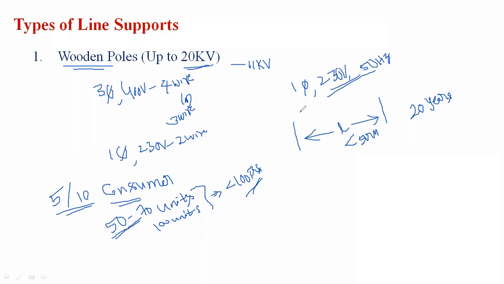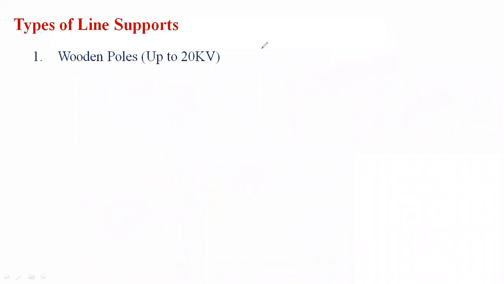Here two weights are present. One is the vertical weight, that is vertically downwards, which is the conductor weight. Another one is the horizontal weight, that is wind velocity. If the weight is increased, the wooden poles cannot withstand it. That is, it is not good for the mechanical strength. These are the various advantages and disadvantages of the wooden pole.